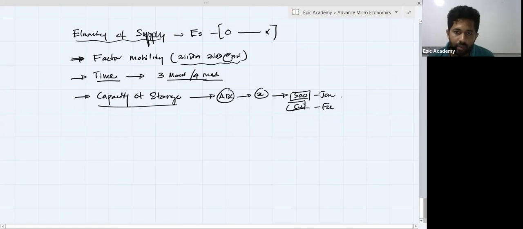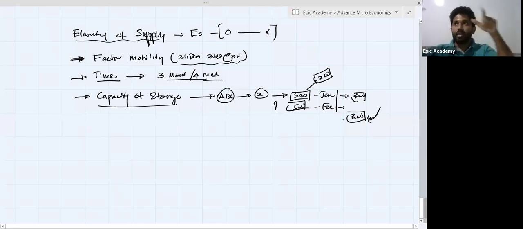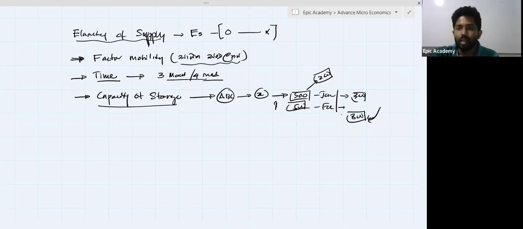But in January, say storage 300, only 200 supplied to the market. Suddenly, price increases in February. And suddenly he can change the quantity of supply to 500, 600, 700, 800 by using that storage capacity. According to the availability, price changes and profitability, he can change the supply suddenly by using their capacity of storage. That's a very important fact.